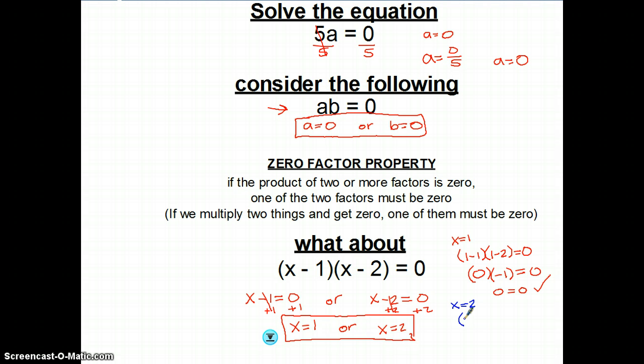Plugging in a 2 in the factor on the left, I have 2 minus 1. And the second factor is 2 minus 2. Their product equals 0. 2 minus 1 is 1. 2 minus 2 is 0. And that should equal 0. 1 times 0 is 0, which does equal 0. So this works as well. So you have two separate solutions. The first is x equals 1, and the second is x equals 2.